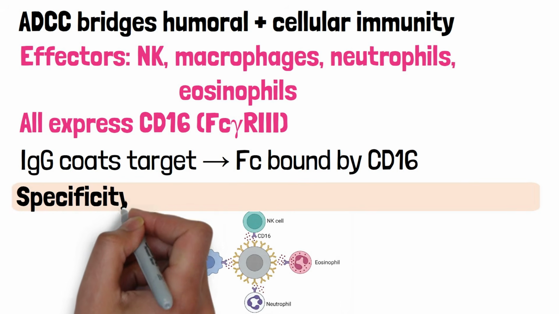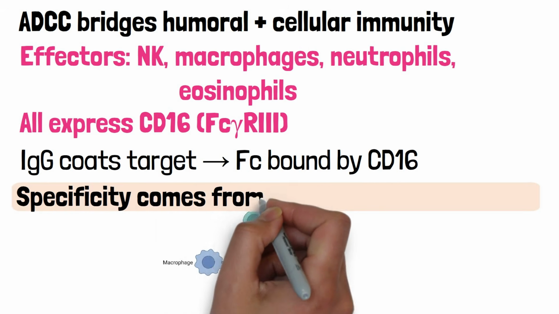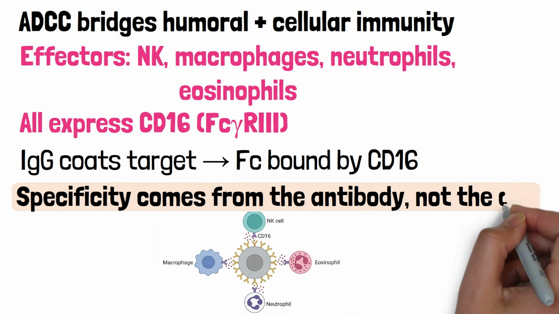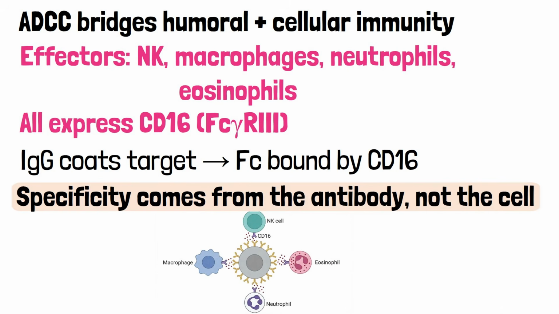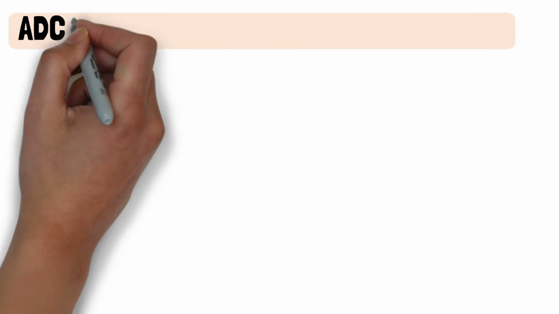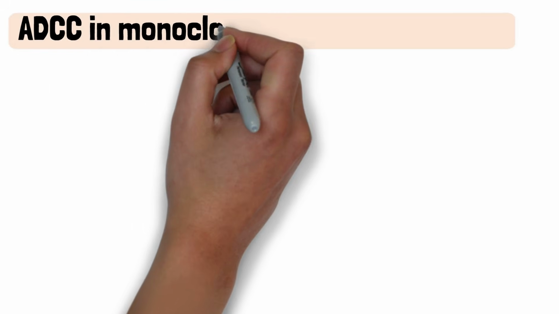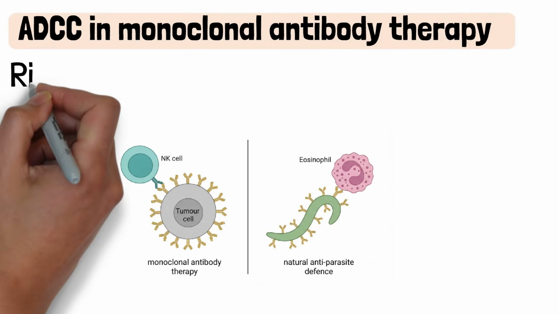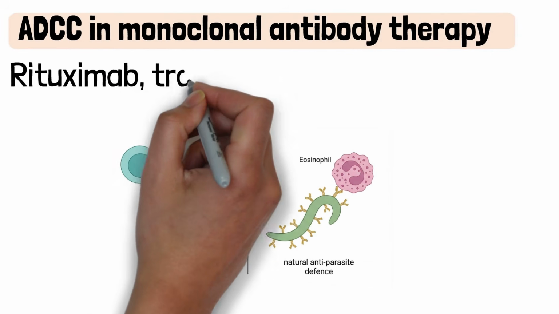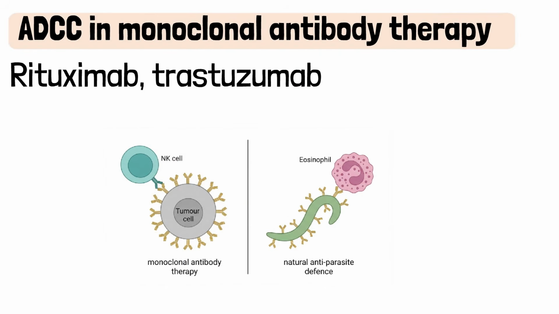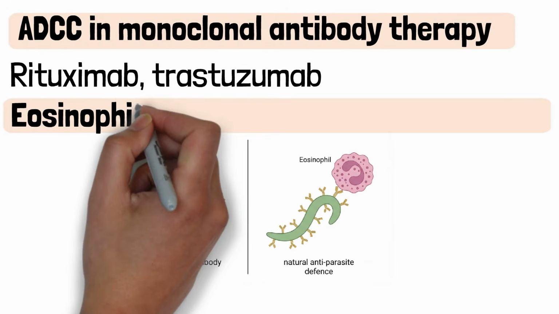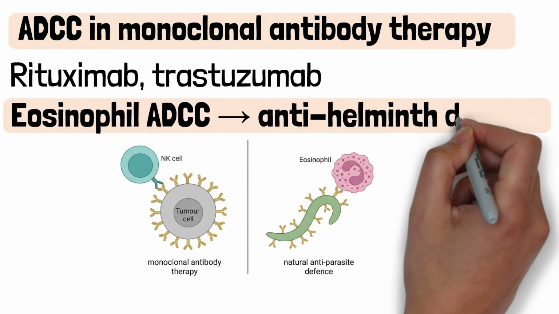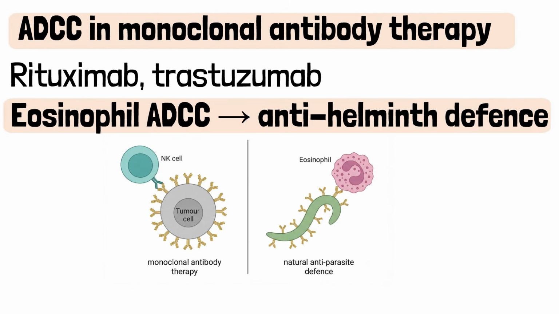Here's the exam-critical distinction. In ADCC, the specificity is provided by the antibody, not by the effector cell itself. The effector cell is just muscle. The antibody is the aim. Because specificity comes from the antibody, this mechanism gets exploited therapeutically. Monoclonal antibodies like rituximab and trastuzumab rely on Fc engagement as part of how they work. And on the natural infection side, eosinophil-mediated ADCC is a key defense against helminths. One mechanism, two very different exam contexts.